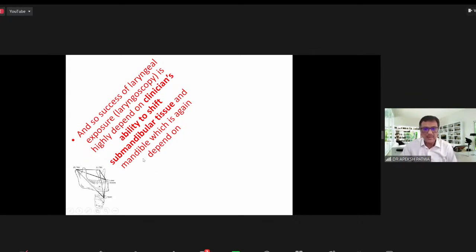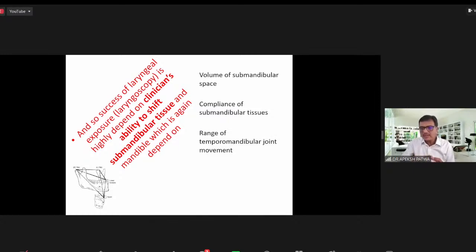And again, this depends on the volume of submandibular tissue. In acromegaly there is an enlarged tongue. In obesity, there is an enlarged tongue. That leads to difficult laryngoscopy. Then compliance of the submandibular tissue: in angioneurotic edema or Ludwig's angina, there is less compliance of the submandibular tissue. We are not able to compress that tongue, we are not able to shift that tongue. This leads to difficult laryngoscopy. So this concept explains everything about difficult laryngoscopy.